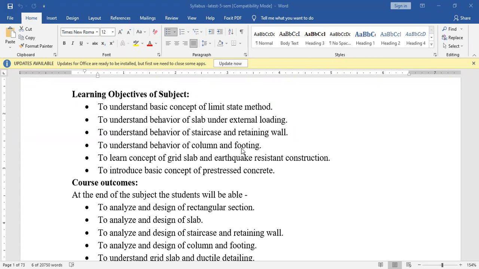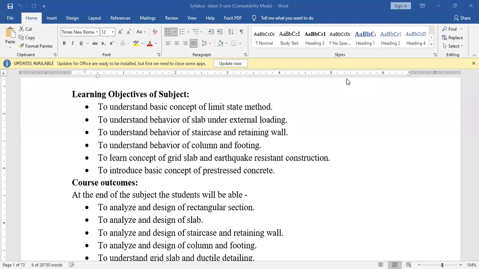And in this particular limit state method, what are the different concepts of it? Is there any IS code related to this limit state method? If it has an IS code, what are the different criteria of it? How should we design? We have to design according to the IS code itself, according to the clauses of the IS code.